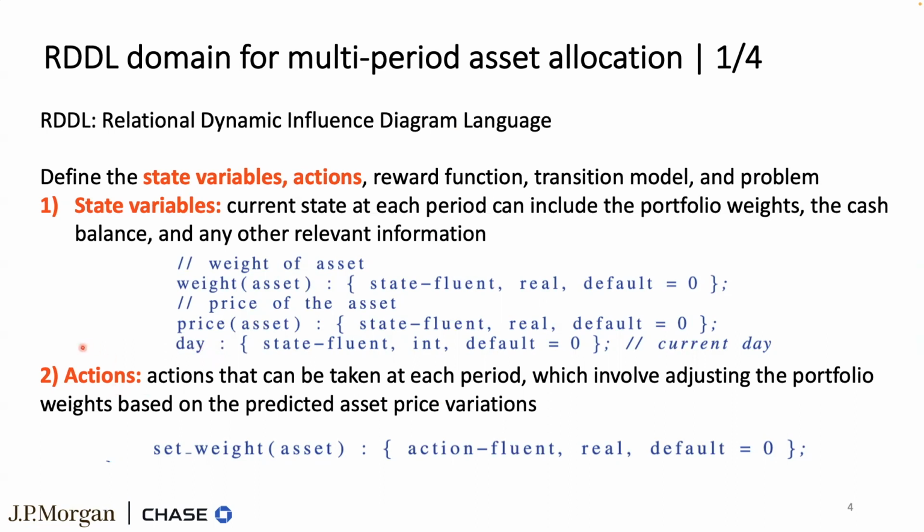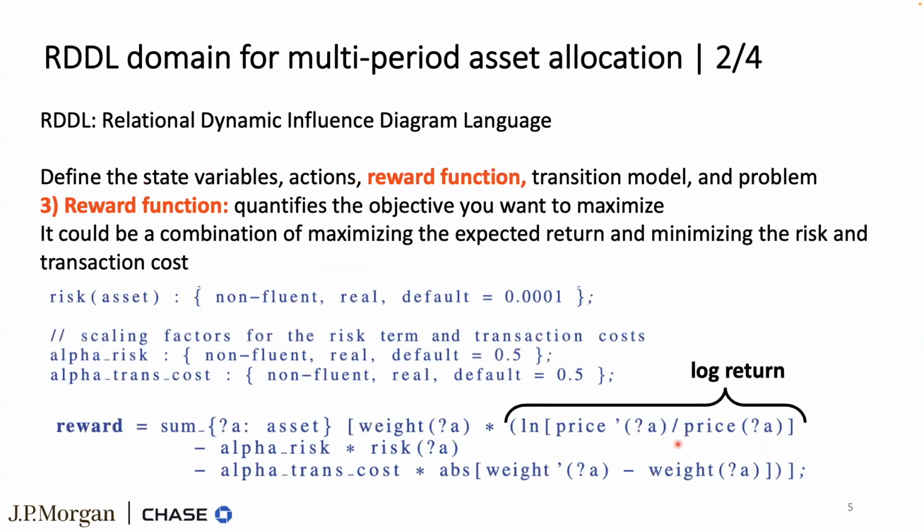The second, going into the actions. So the action here is very simple. The action would be what weight you want to set for the asset. So at every rebalancing period, whatever set weight is assigned to a particular asset, that would be the indicator of what should be the weight of the asset in the next period. Since this is the action, it's called an action fluent. So each variable also has a default value which needs to be set in the domain.